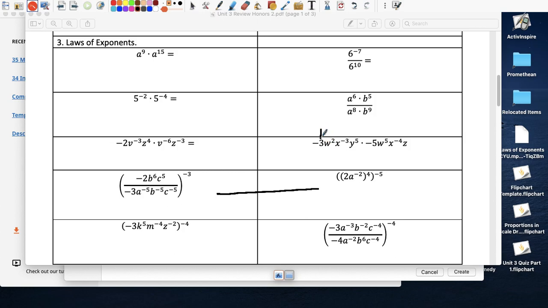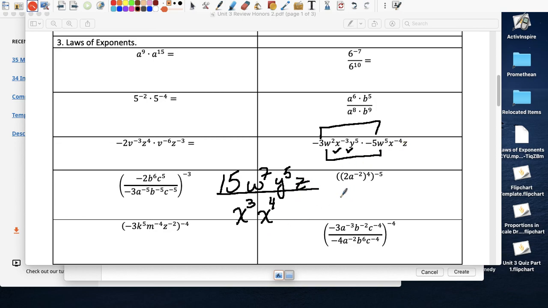Same thing here. Let's do the coefficients. Negative 3 and negative 5 is positive 15, so I'm going to put that over here. W's, W to the 2nd power and W to the 5th power. I get W to the 7th power. They're both positive, so nothing to worry about there. The x to the negative 3 will go to the denominator, become positive. The y to the 5th will stay up. Done. X to the negative 4th power is going to the denominator, becomes positive, and z will stay up.